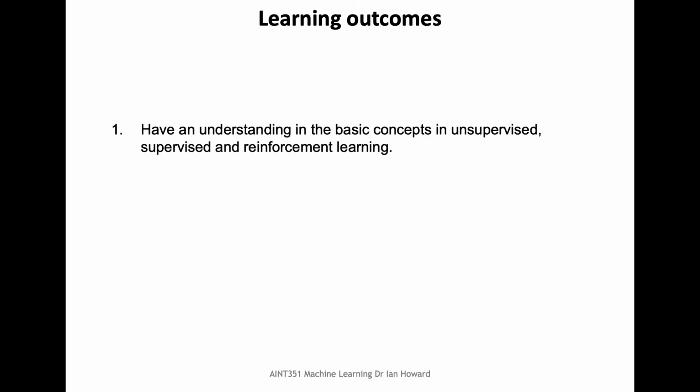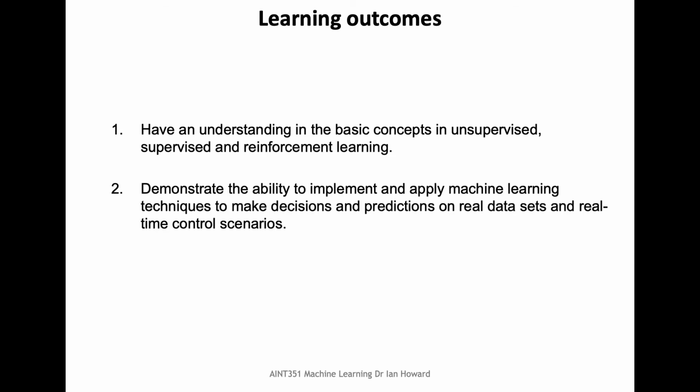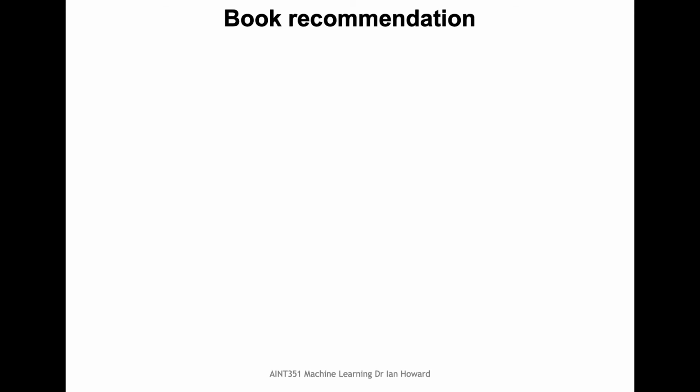So learning outcomes. Well, the important thing about this course is to make sure that you end up with an understanding of basic concepts of the field of unsupervised, supervised and reinforcement learning, and make sure you can demonstrate that you can actually take some of these techniques and apply them to make decisions or build classifiers or build systems that make predictions using real data, and maybe at a later stage actually to be able to build things which control things as well in real time, say.